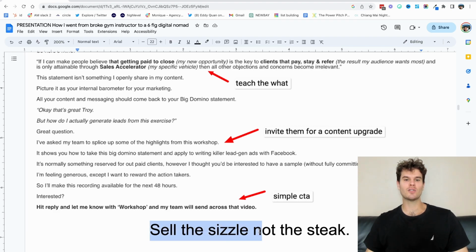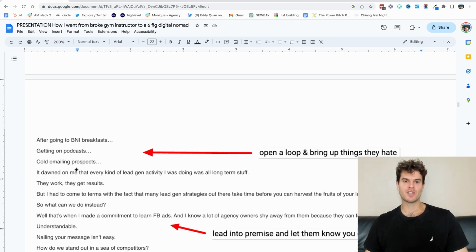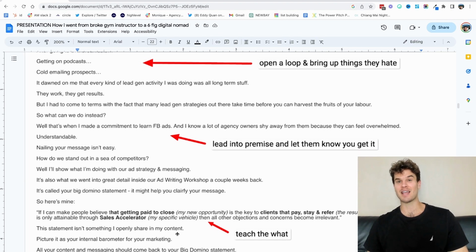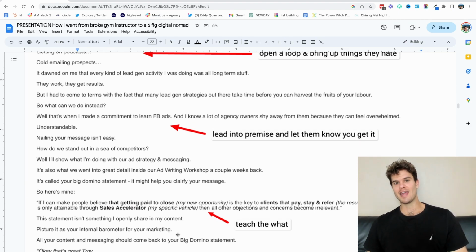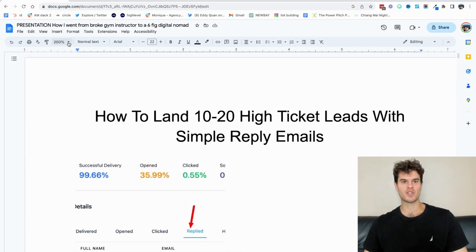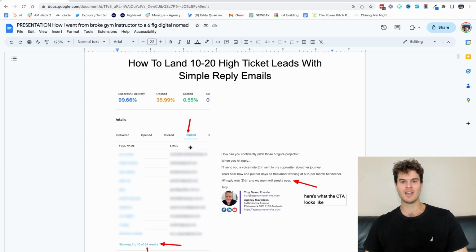So we are selling the sizzle and not the steak. I'm not talking about the nuts and bolts of the how-to of the workshop. All we're talking about is, great, this is all long-term stuff. We know what we need to do. How do you get leads quickly? Well, this is what we talked about in the workshop. You go through this statement here, and this is how you do it. Do you want it? And this is how you essentially run simple reply-based emails.